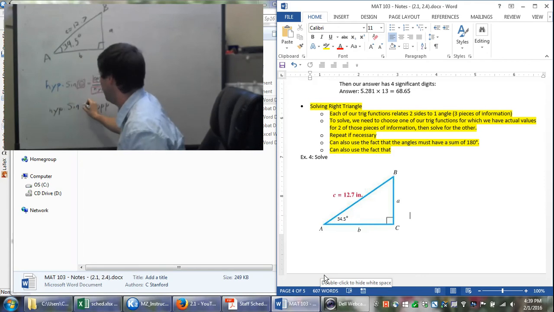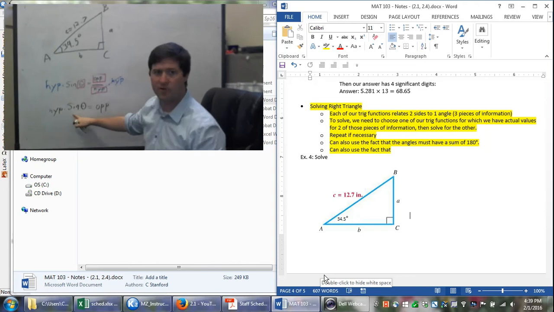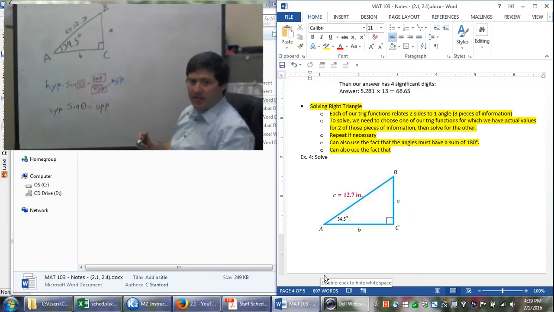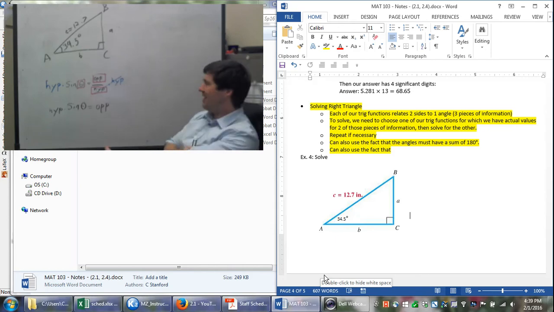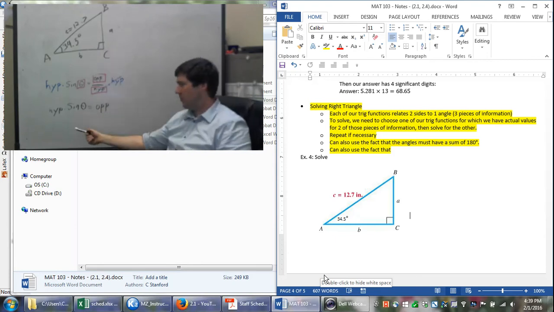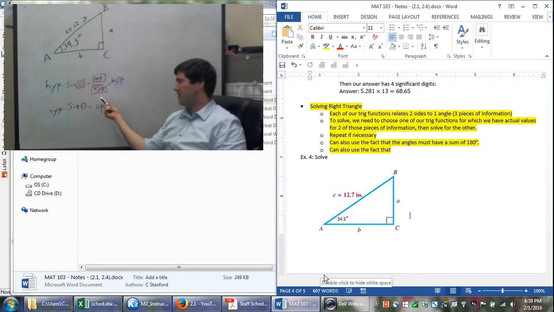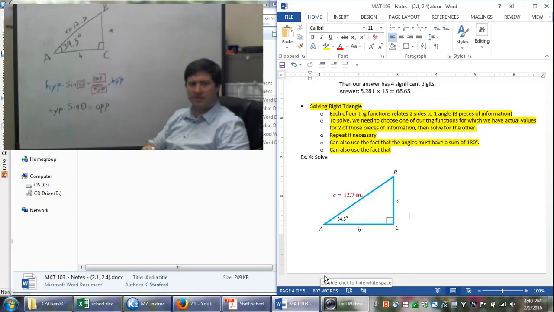What I want to do, I've only got two little pieces of information here. Any one of our trig functions, like for example sine. So just to repeat our definition, sine of some angle theta is equal to the length of the opposite side divided by the length of the hypotenuse. Okay, so we've got three pieces of information there. We've got our angle, the measure of our opposite side, and the measure of our hypotenuse.